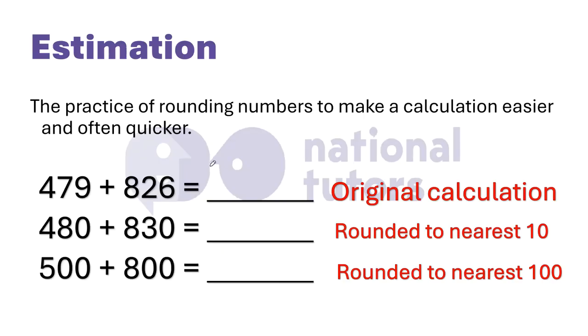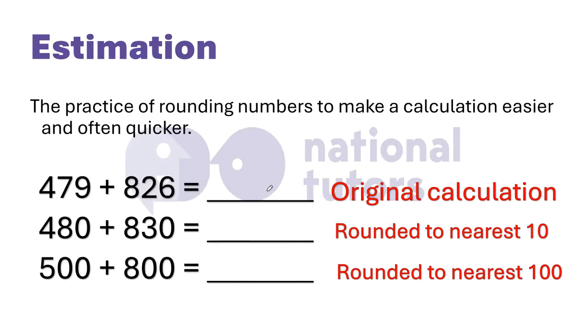So the actual answer to the original calculation, if we just used column addition, our answer would be 1,305. Now, if we have a calculator or we've got the time to work it out manually, that's not a problem. But some questions in maths and indeed in your future exam will require you to demonstrate your estimation techniques.